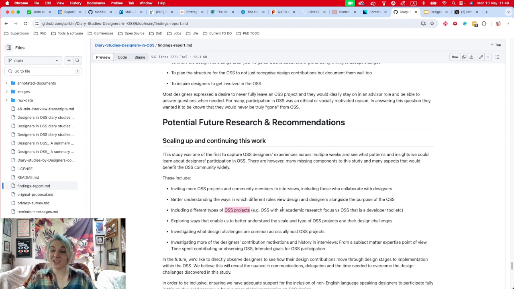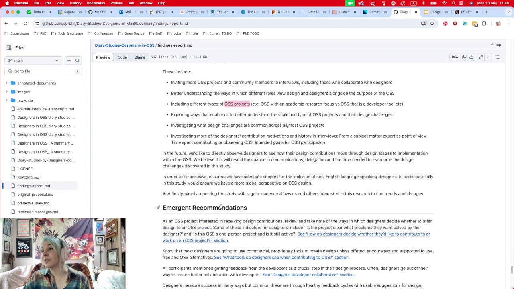But essentially, just doing this more, and doing it for a longer period of time as well, would be really, really good. Observing designers and also seeing if there are things that we can do to help those designers as they go through their journey. Interventions maybe.